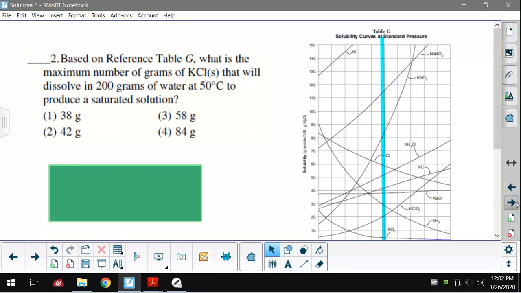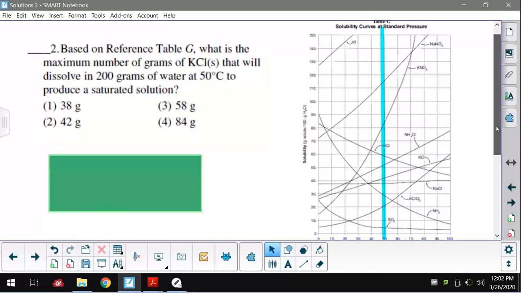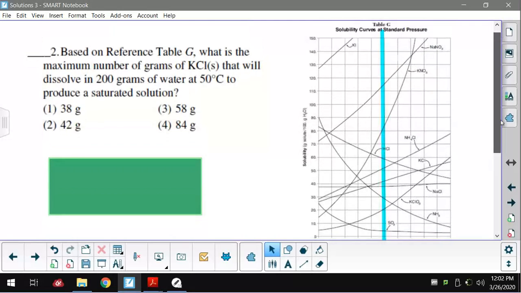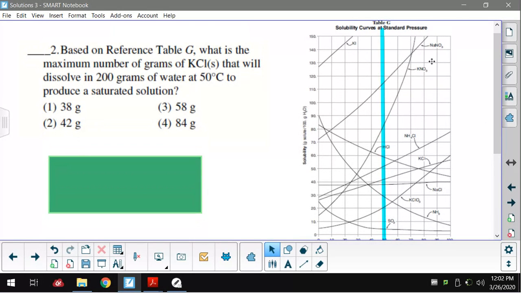This one here is based on reference table G. What's the maximum number of grams of KCl that will dissolve in 200 grams of water? That's a trick right there, 200 grams of water. Table G is based on 100 grams. So what you have to do is say, okay, where does KCl cross the 50 degrees Celsius line? So I've marked 50 degrees Celsius right here. There's 50, all right? Where does KCl, let's find KCl. There's KCl right here, this line right here. That crosses right about there, which looks like about 42. Hey, there's the answer, right?